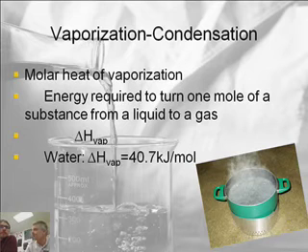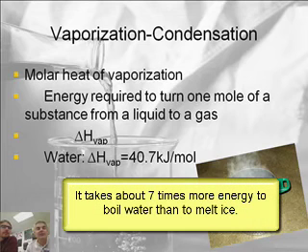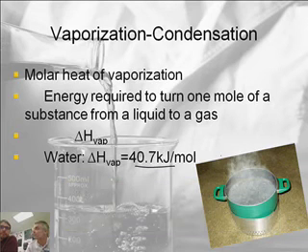Its number is 40.7. Interestingly, that's a lot bigger than the 6 one, about 7 times more. So it takes a lot more energy to boil water than it does to melt ice, because the bonds are stronger.